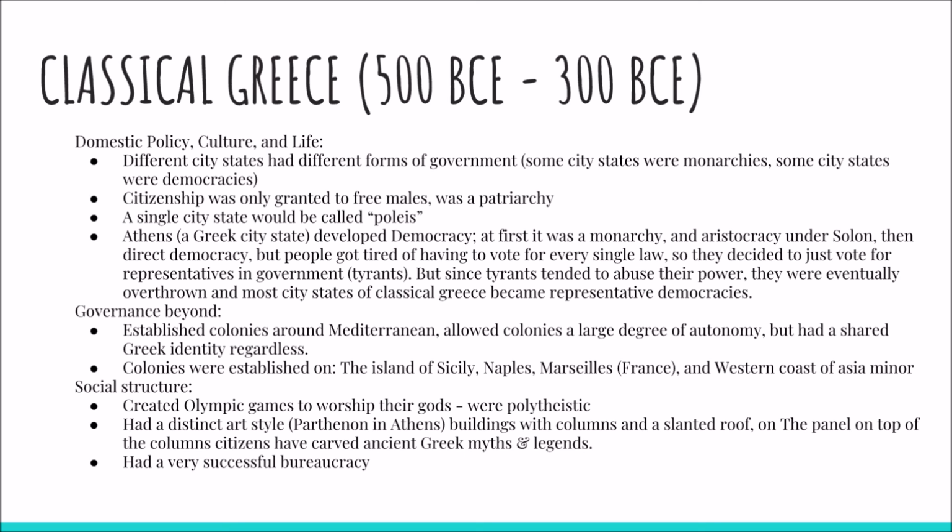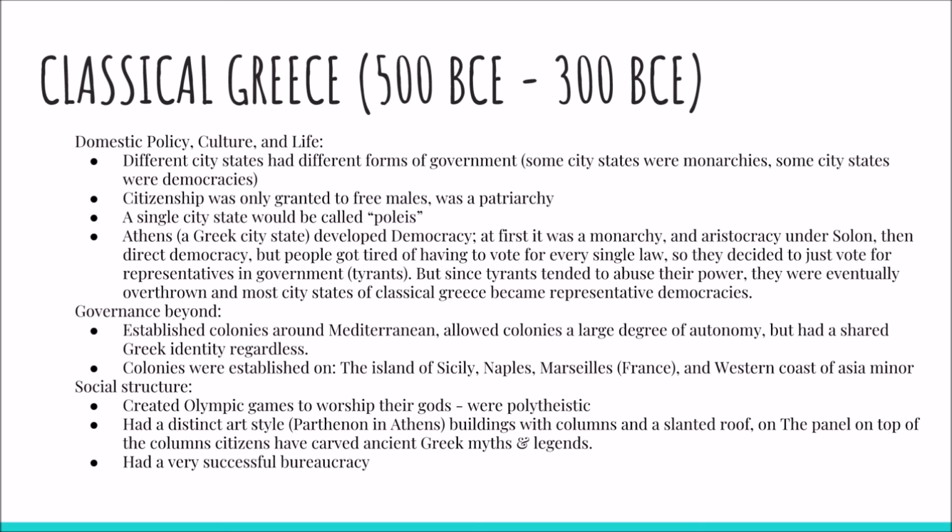Citizenship was granted only to free males in democratic city-states, such as Athens, which was a patriarchy. Athens, for example, a Greek city-state, developed democracy at first. It was a monarchy, and then an aristocracy, and then a direct democracy. But people got tired of having to vote for every single law, so they decided to make it more of a representative democracy by electing representatives. These soon became tyrants and abused their power. They were eventually overthrown, and most of the city-states of classical Greece became representative democracies, with limits.